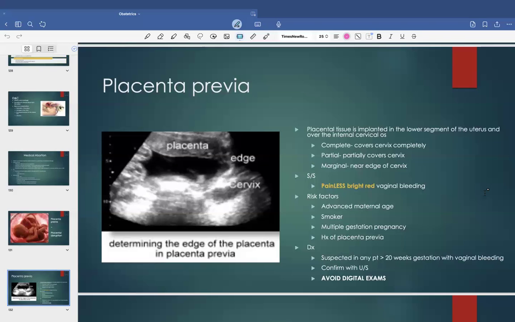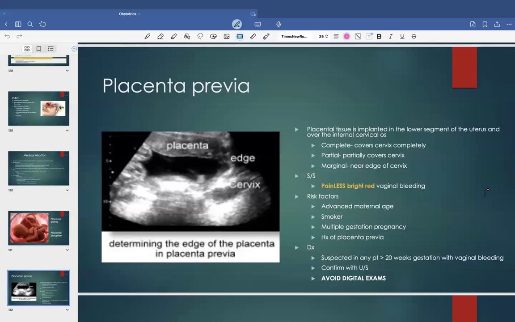Placenta previa. Risk factors are the same ones we had before: advanced maternal age, smokers, multiple gestation pregnancy. If you've had a history of placenta previa in the past, these put you at risk. How do we make the diagnosis? It is suspected in any patient over 20 weeks gestation with vaginal bleeding. So our spontaneous abortions were before 20 weeks. Our placenta previa is after 20 weeks.